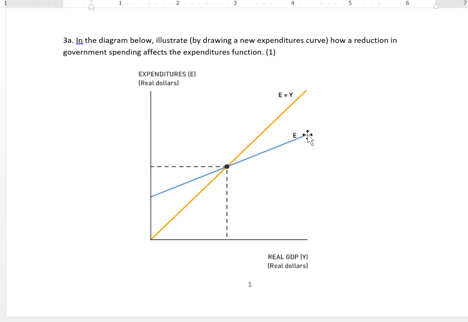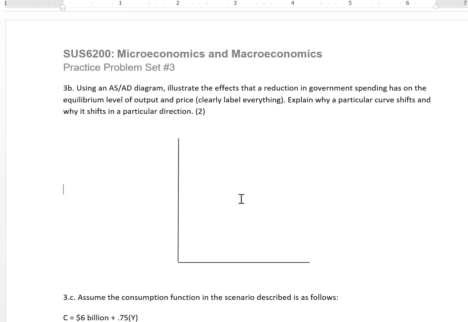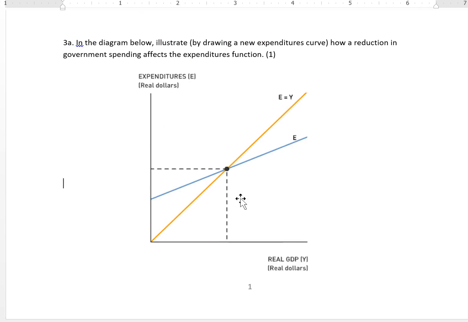And government spending has nothing to do with income. So that means you're reducing an autonomous level of spending. And that simply means this is a downward shift of the 45-degree line. And to show you that, I have it right here.